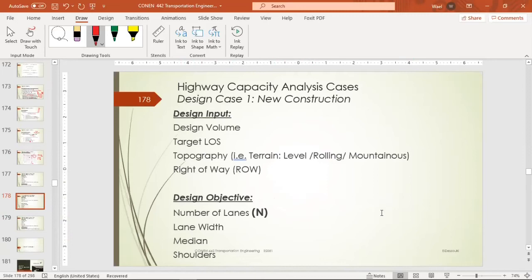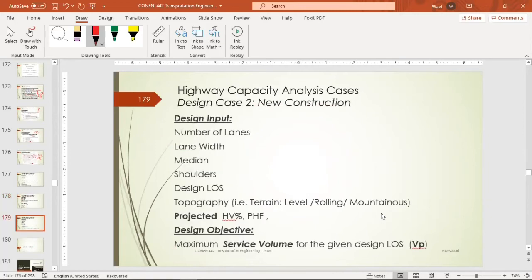If that's for a new construction, remember here, this is new construction. The design input is basically the design volume, the target level of service, the topography, and the right of way. The design objective basically is the number of lanes. We need to know how many lanes we need, the lane width, the median, and shoulders.